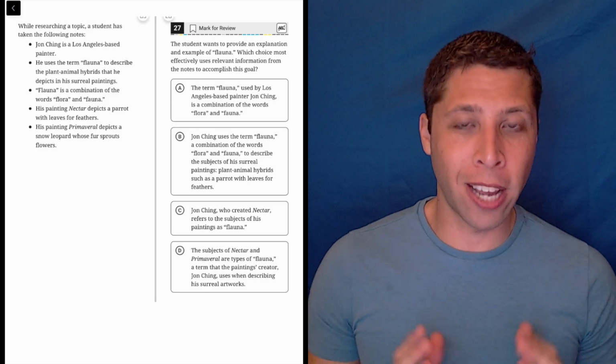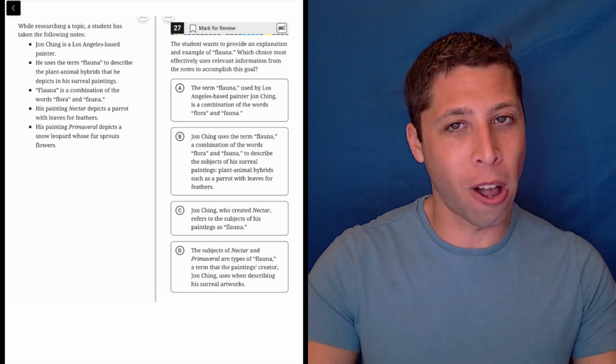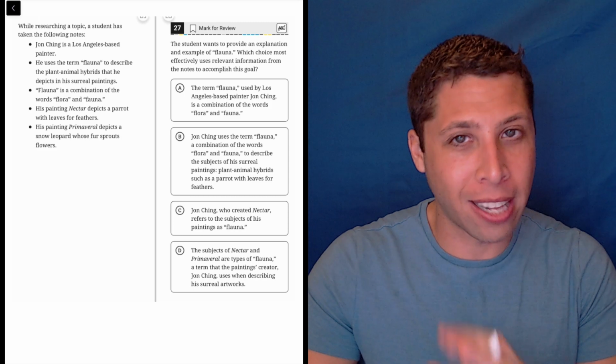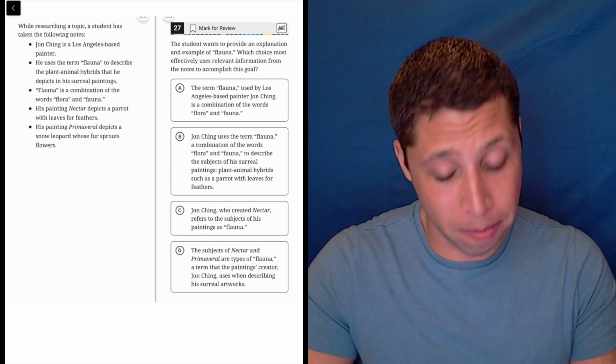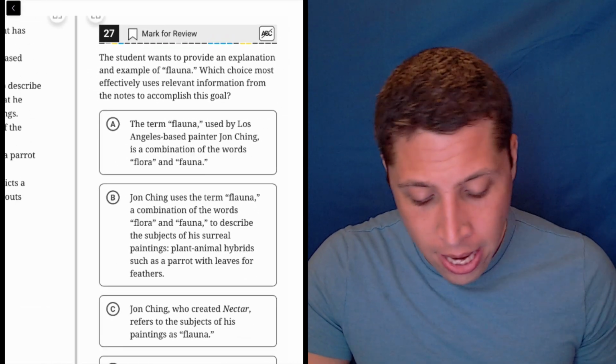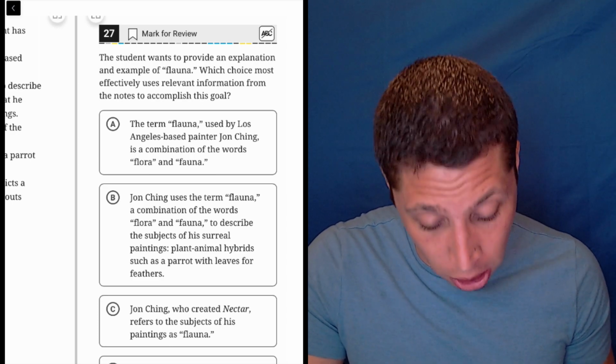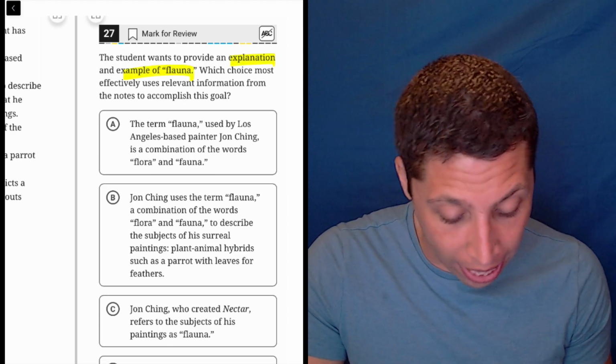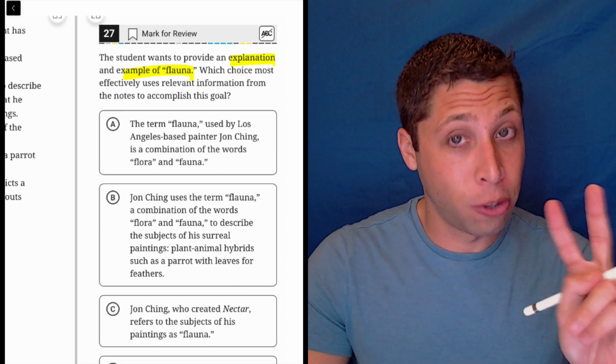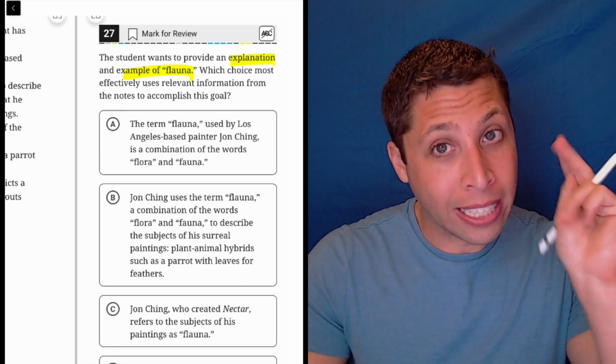Whenever we have these outline questions, we really need to focus on the question. Don't worry about all the dots, the bullets. We might use some of them, but not all of them. What do they really want? The student wants to provide an explanation and example of flana. Explanation and example, right, so that's two things that they want. What is it? And give me an example.